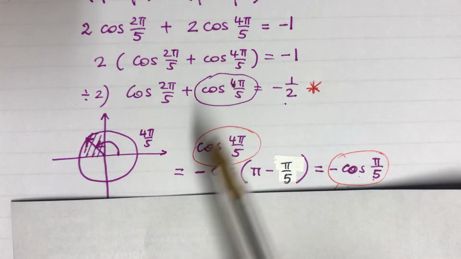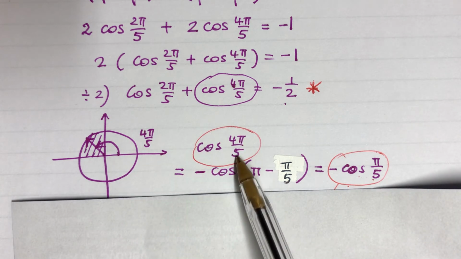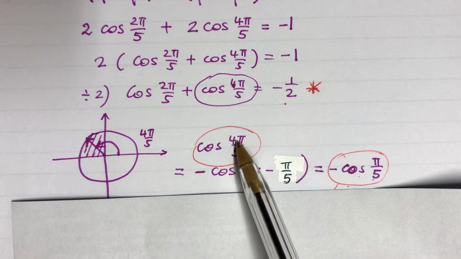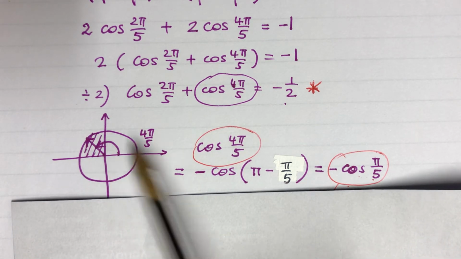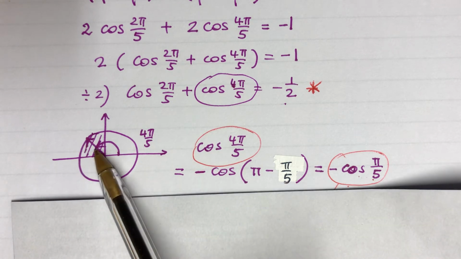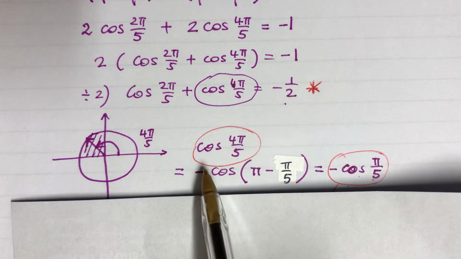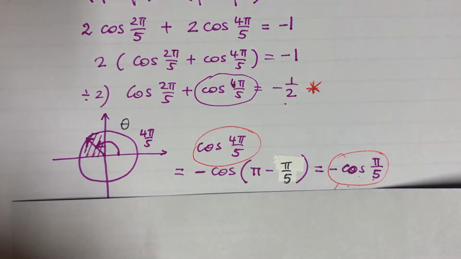Now, cos 4 pi over 5 is in the second quadrant. Why? Because half of 5 is 2.5, and 4 is a lot more than 2.5, so it's more than half. So it's in the second quadrant. With the cosine in the second quadrant, it's negative.